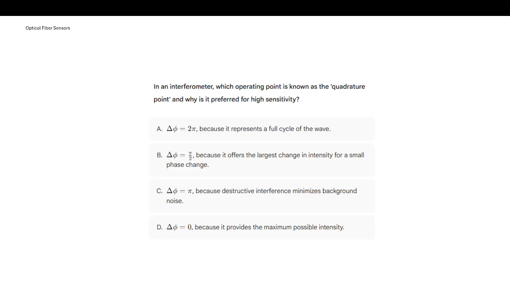Which one is the correct here? Which is the quadrature point for this? Option B. Yeah, we have discussed this already, pi by 2. What was the equation for that?